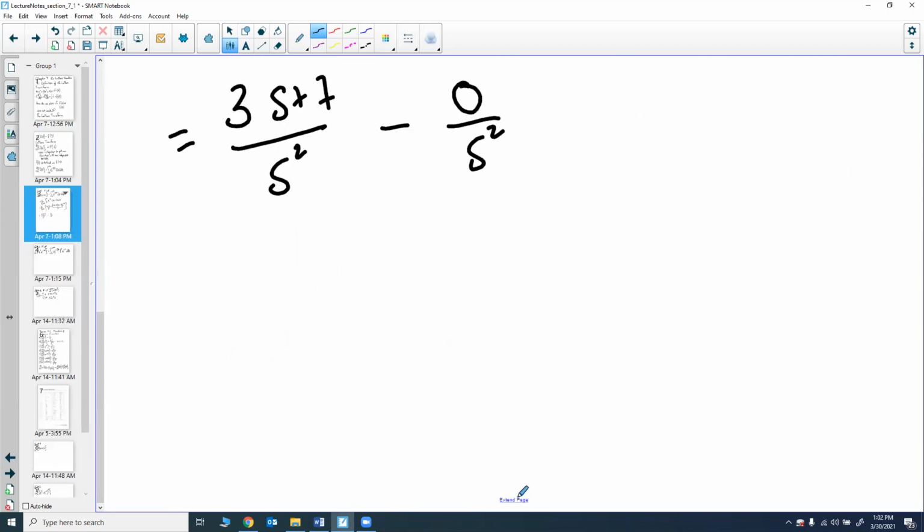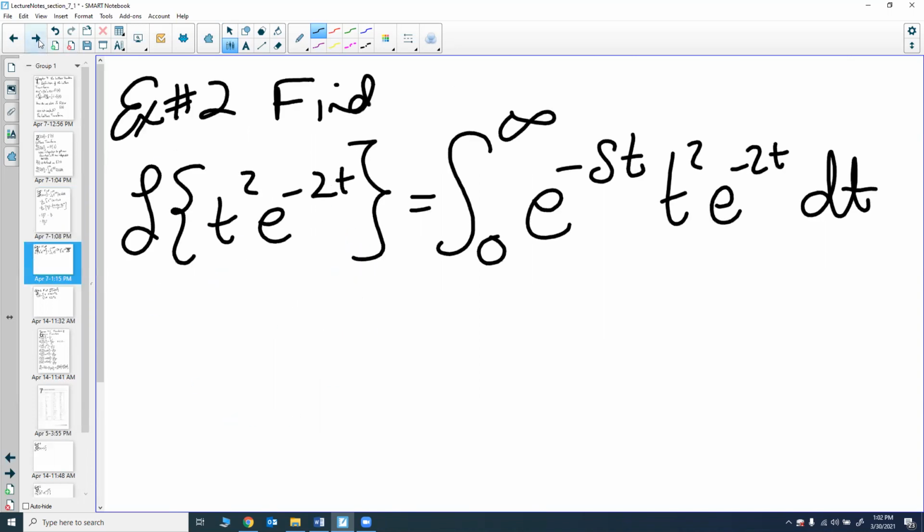So that means this Laplace transform is 3 times s plus 7 over s squared. Now we're not actually going to find out what we're doing with it yet. We're just learning how to find these. So let's go ahead and do another one.